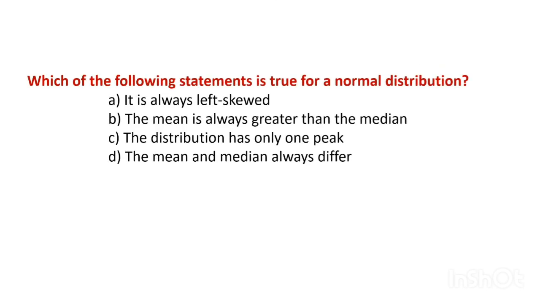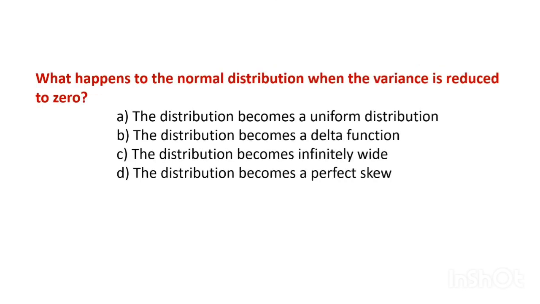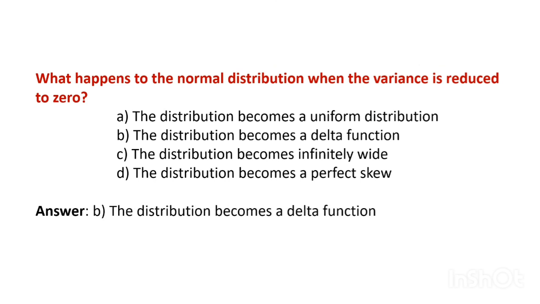Which of the following statements is true for a normal distribution? A normal distribution has only one peak at the mean and it is symmetric about the mean, and the correct answer is C. What happens to the normal distribution when the variance is reduced to 0? When variance is 0, all the data points are at the same value, leading to a degenerate distribution.